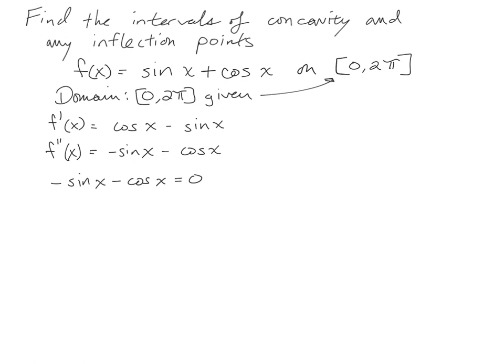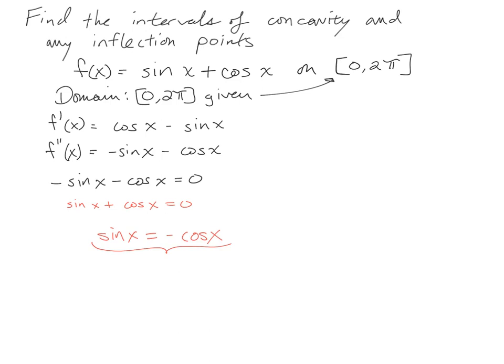Well, I think the first thing I want to do is divide by negative 1 to get sine of x plus cosine of x equals 0. Then I will subtract cosine x from both sides to get sine x equals negative cosine of x. Now, essentially what we're trying to do with this particular equation is find where the sine values and the cosine values are the same numbers but have opposite signs.